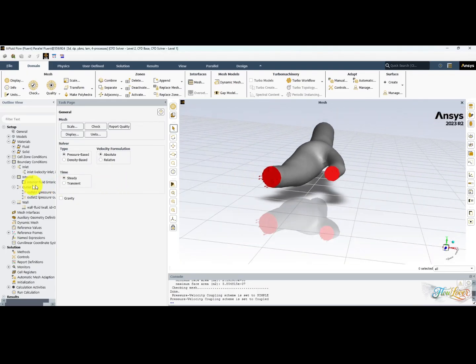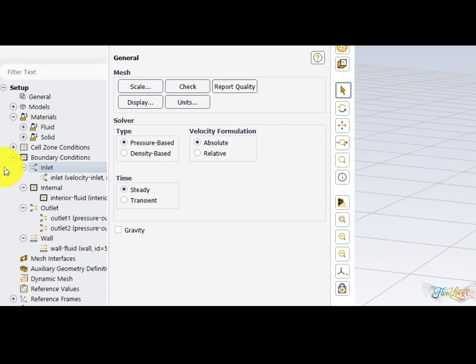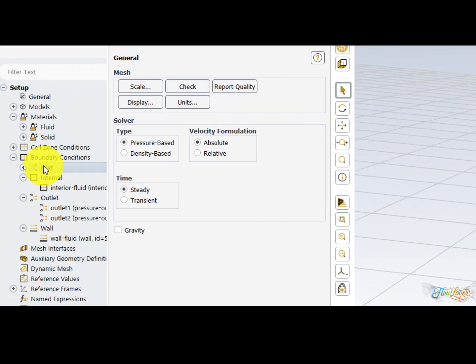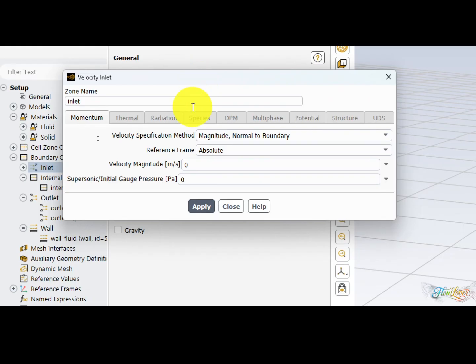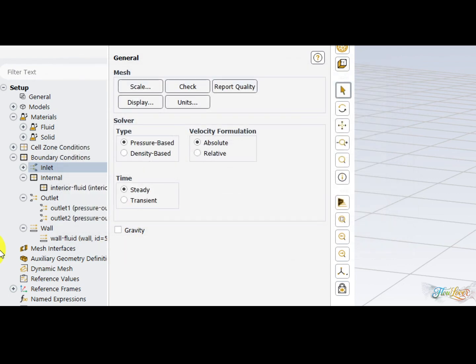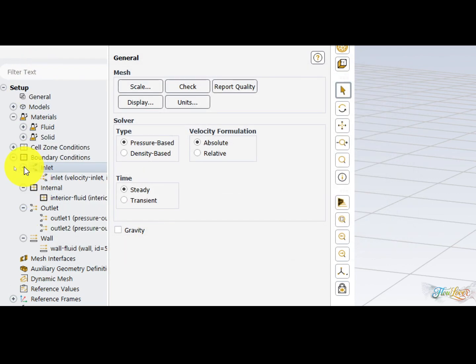So until now, everything was okay. Then we go to specify our boundary conditions. The inlet for us is just the velocity, and we want to choose a constant velocity for that. So we double click on inlet, and then we have a velocity specification method. Basically, we want to specify the velocity to be normal to the boundary and a constant value of 0.25. Then we click on apply and then we close it.